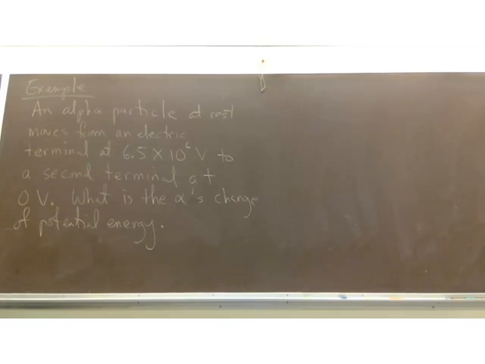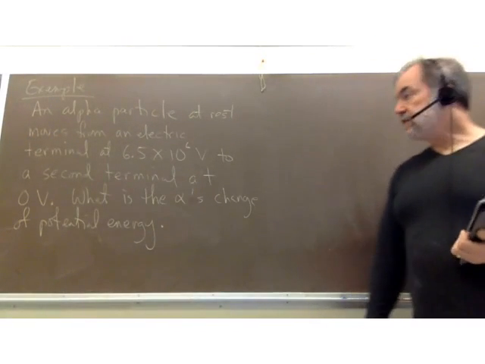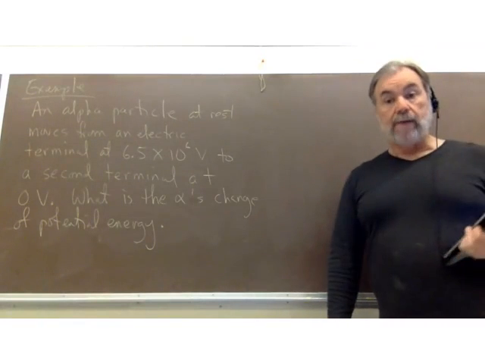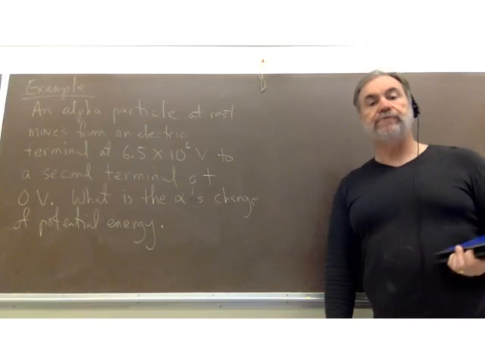Okay, so we have an alpha particle. It starts at one terminal that's maintained at 6.5 million volts relative to another terminal which is at 0 volts by definition. When the alpha particle does this, what happens to its potential? Does it gain potential energy? Does it lose potential energy?